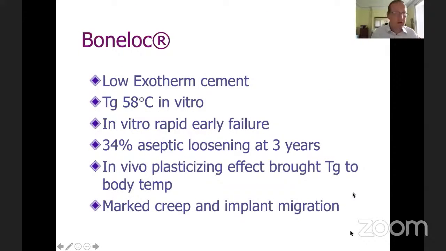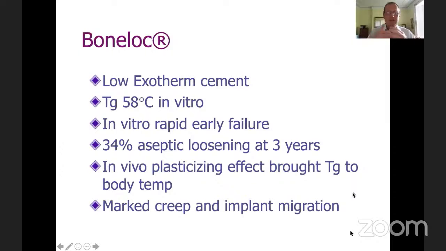And has this ever been got terribly wrong? Well, it has indeed, because there was a cement called Bone Lock. People erroneously were concerned that bone cement, when used in joint replacement, would kill the surrounding bone cells because of the exothermic reaction. Now, it doesn't happen for a variety of reasons. The heat is taken away by the blood supply and also by the implants that you put into them. But anyway, they thought it was a problem and they developed this low exotherm cement.